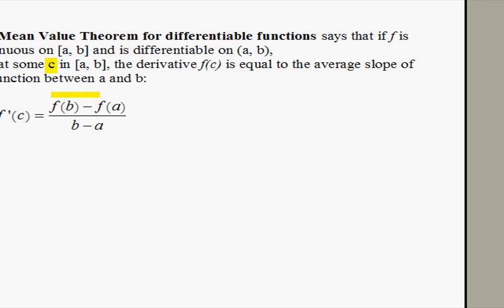This is the average slope of a function between a and b. You have to specify the endpoints here. So between a and b, you take the function at b minus the function at a divided by b minus a. That is your average slope, and I'll show you a picture of it in a minute. This theorem says there is some value of x in a, b where the derivative is equal to this average slope.